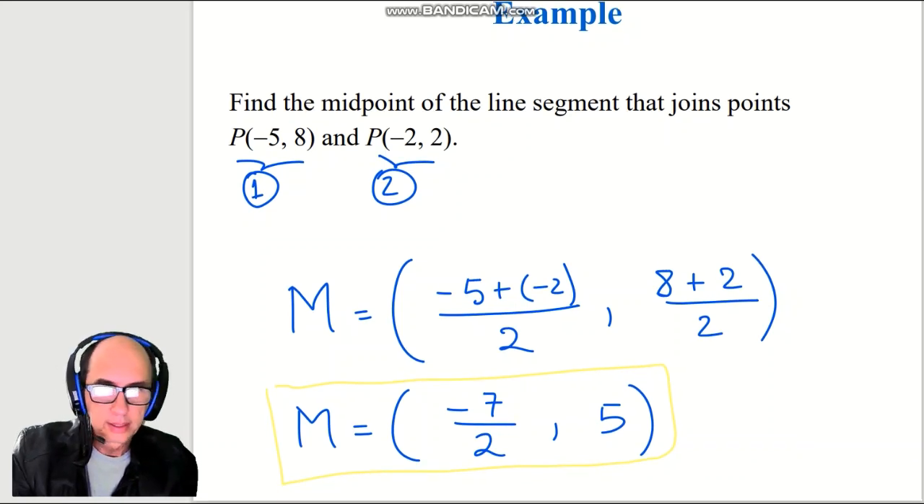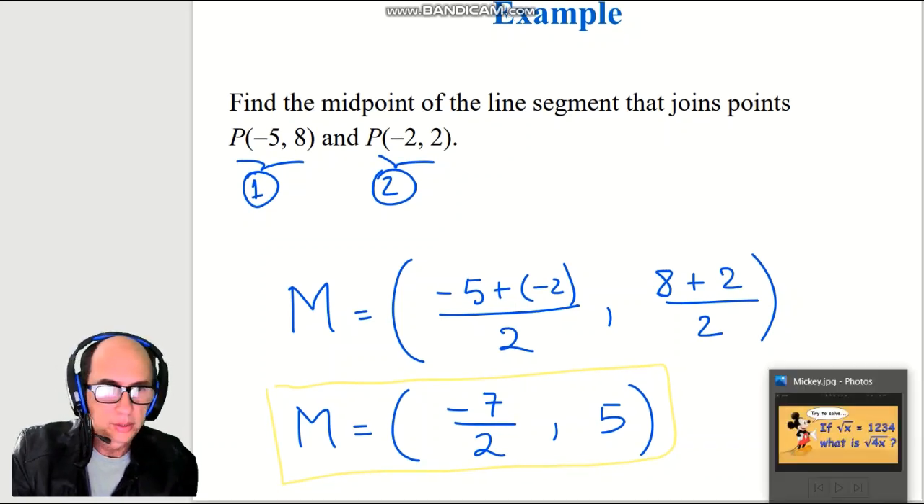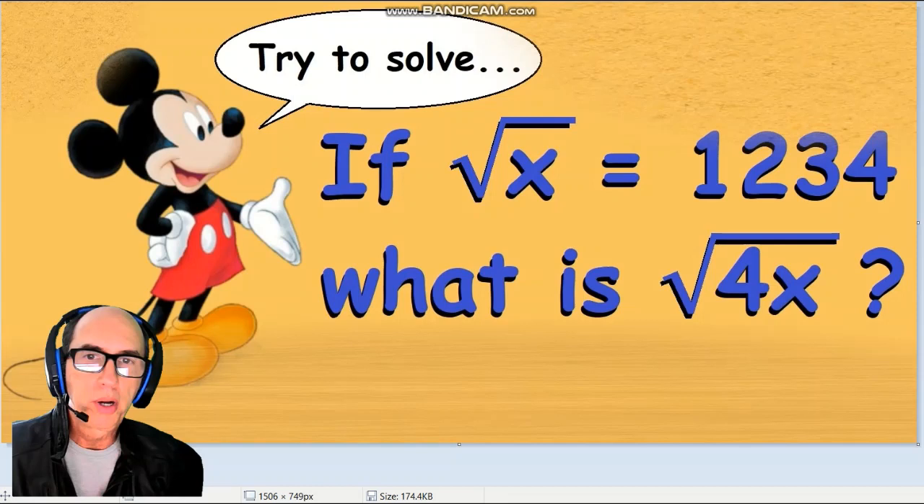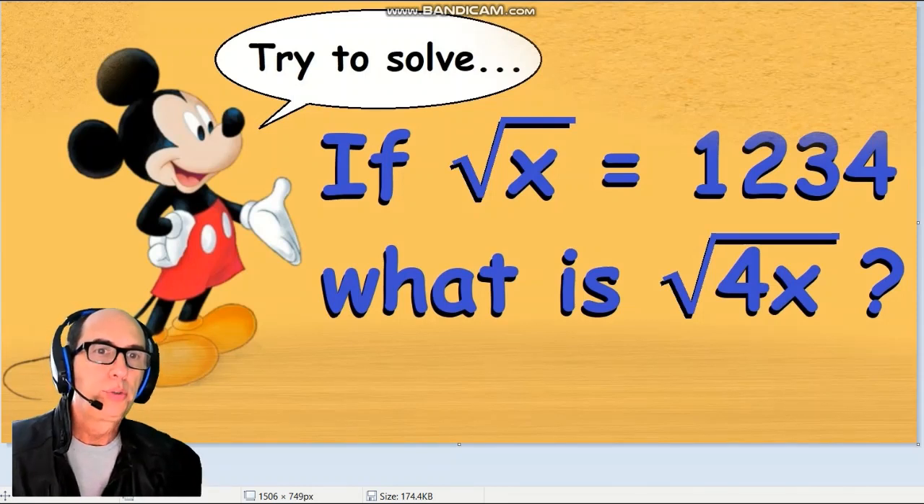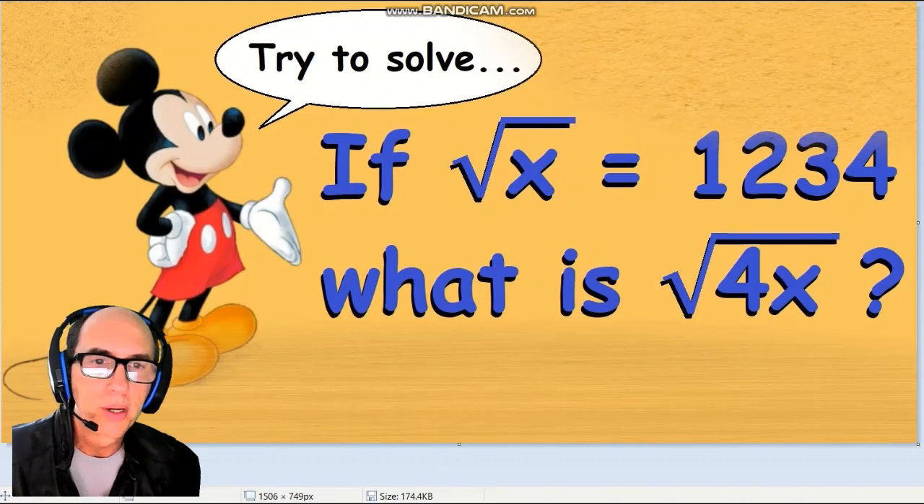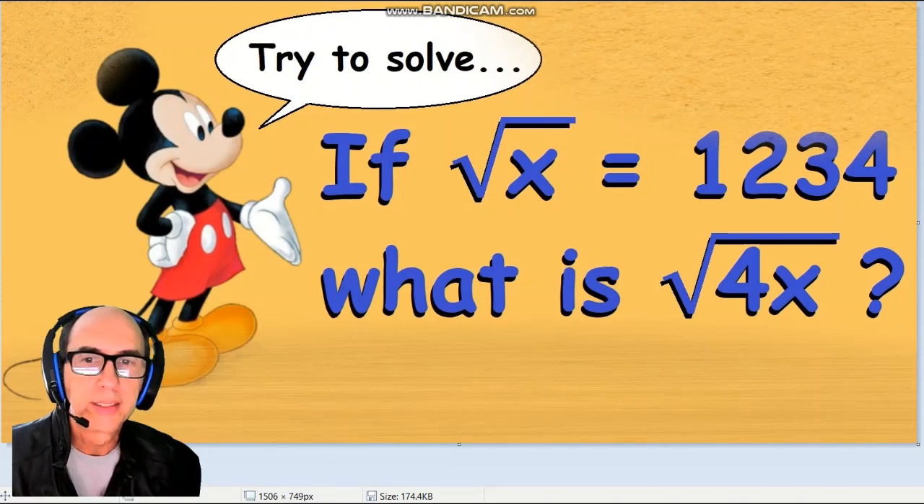That's the end of section 7.3. Finally, let's find the answer to our challenge. Try to solve: if square root of x equals 1234, what is the square root of 4x?